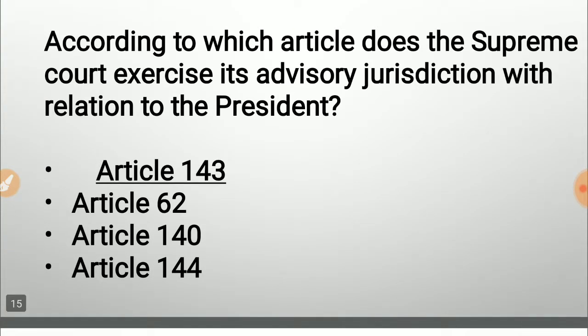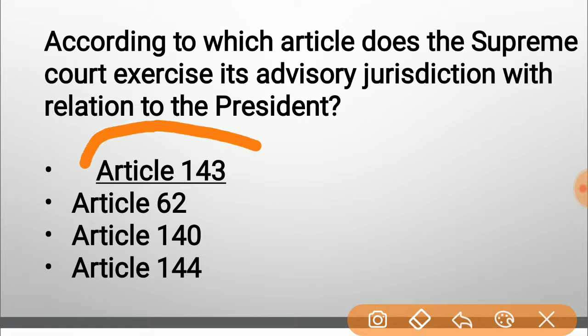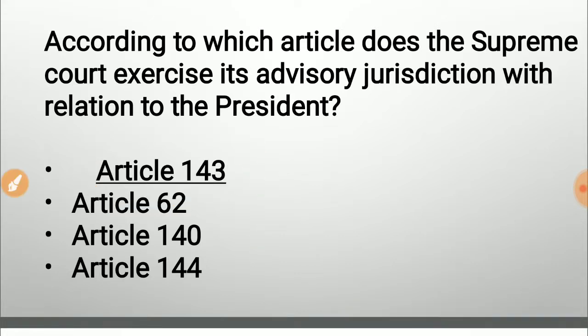According to which article does the Supreme Court exercise its advisory jurisdiction with relation to the President? So the advisory jurisdiction of Supreme Court is exercised according to Article 143. Now Supreme Court may advise the President, but it is not binding on the President to accept that advice. It is just a suggestion, just a legal overview, and then the President can decide how to exercise his power.